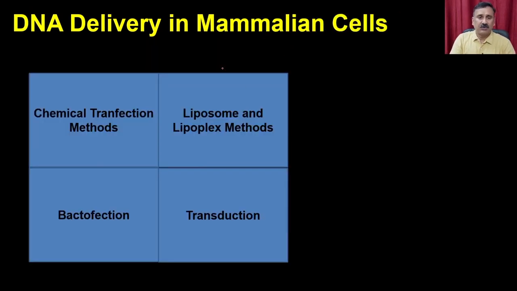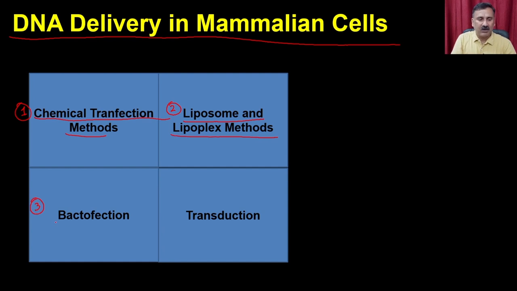So we have four approaches that we can use for delivering the DNA into mammalian cells. The first approach is called the chemical transfection method. The second approach is called the liposome or lipoplex method. The third approach is called bacteriofection, and the fourth method is called transduction. In the first method, you are going to use transfection agents, or chemical agents. These chemical agents are going to form a complex with the DNA in such a way that the DNA is taken up by the mammalian cells.